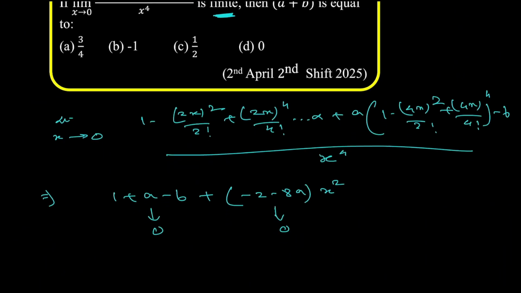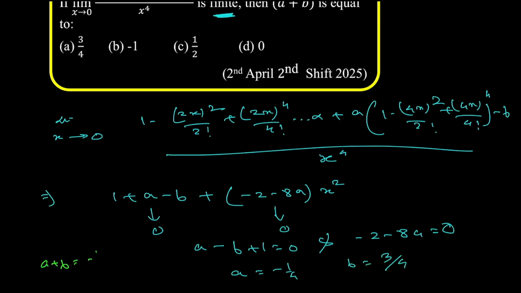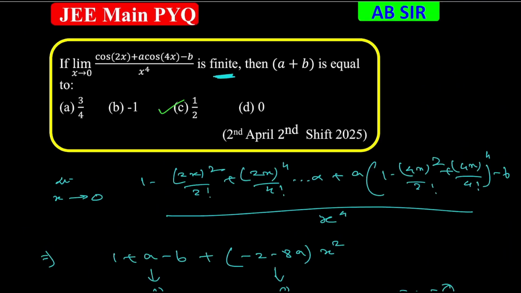So what I will get is a minus b plus 1 equal to 0. And what I am getting, minus 2 minus 8a equal to 0. Therefore, a equal to minus 1/4, and putting the value of a, we are getting b equal to 3 by 4. So finally you are getting a plus b equal to minus 1/4 plus 3/4, which is coming half. So the final answer is half. Option C is the right option.